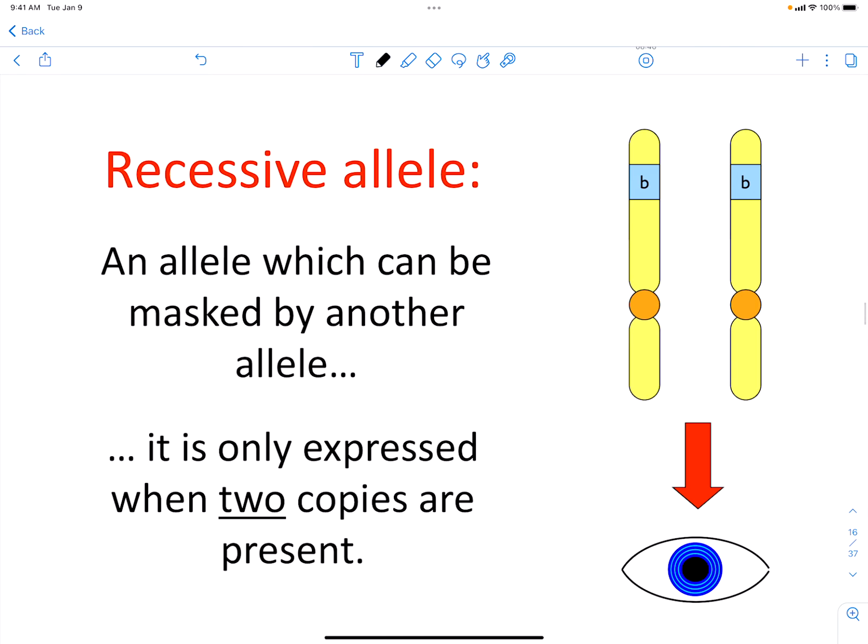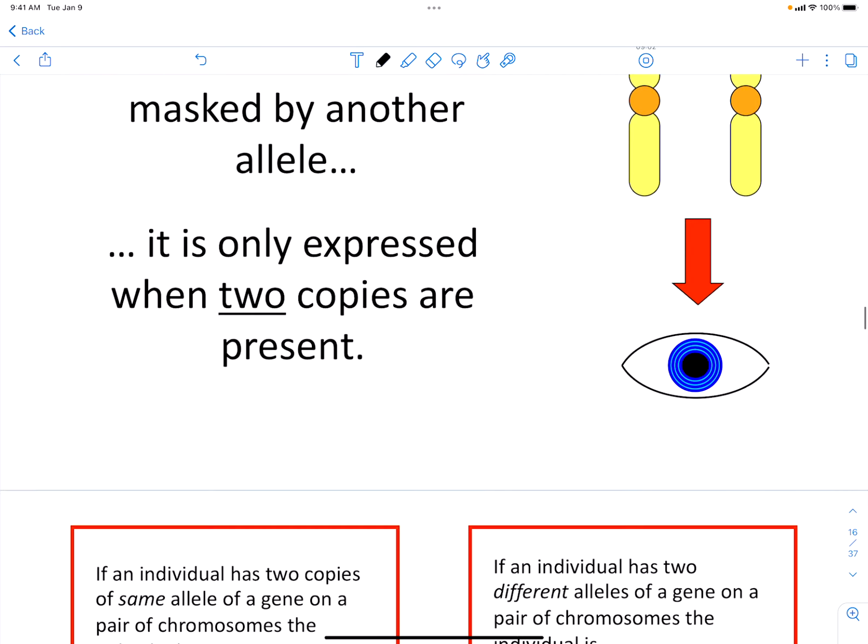A recessive allele is an allele which can be masked by another allele, and therefore it's only going to be expressed when two copies are present. So in this case, you have a homozygote blue eye, so it gets presented as blue eyes because brown is not present to dominate over the blue.